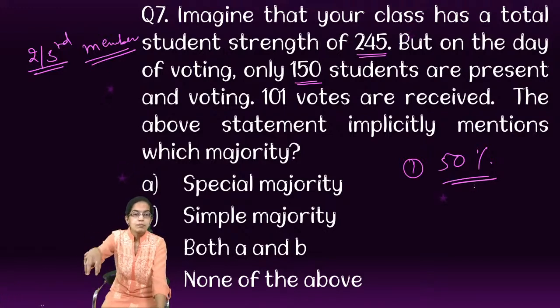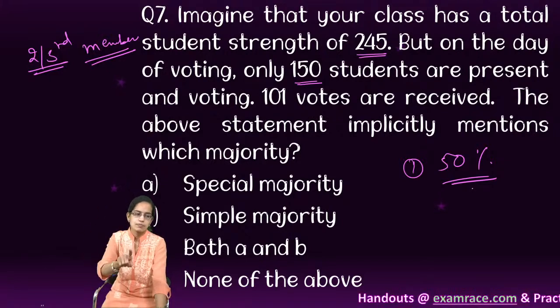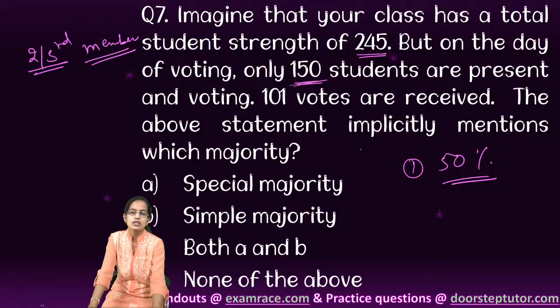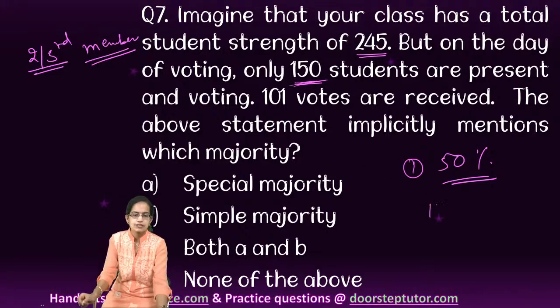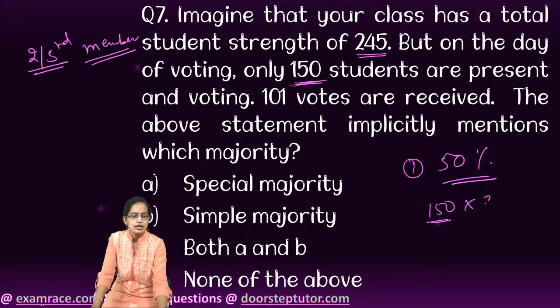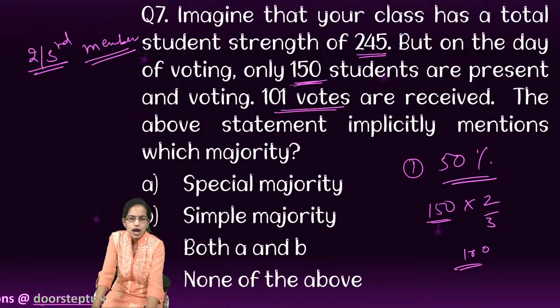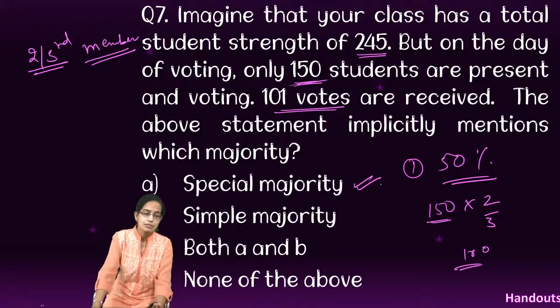Now, of the candidates that are present and voting, 2/3 should vote. So the vote received should be 2/3 of the present and voting. How much is present and voting? 150 is present and voting. Finding out 2/3 of it is minimum 100. Now here 101 votes are received. So this is an example of special majority.